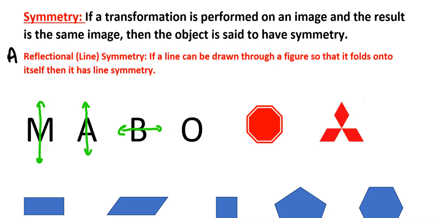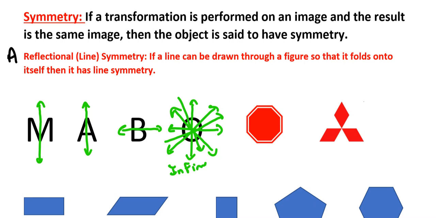With something like the letter O, this has an infinite number. Basically, it's a circle, but the letter O has an infinite number of lines that you could draw through it. So obviously, you couldn't draw them all. So for something like O, or if you just had a plain circle, you would just write infinite lines, because it could be an infinite number of lines going on forever and ever.